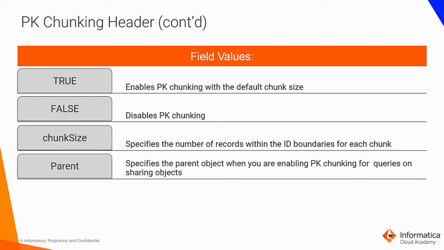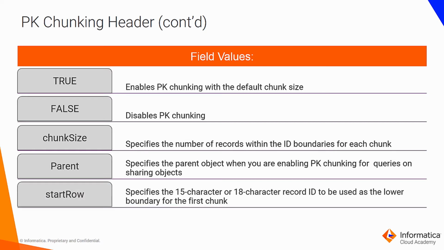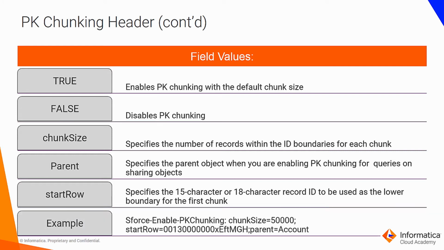Parent. This specifies the parent object when you're enabling PK chunking for queries on sharing objects. The chunks are based on the parent object's records rather than the sharing object record. For example, when querying an account share, specify account as the parent object. PK chunking is supported for sharing objects as long as the parent object is supported. Start row. This specifies a 15-character or 18-character record ID to be used as a lower boundary for the first chunk. Use this parameter to specify a starting ID when restarting a job that failed between batches. An example of a PK chunking header can be shown as follows.